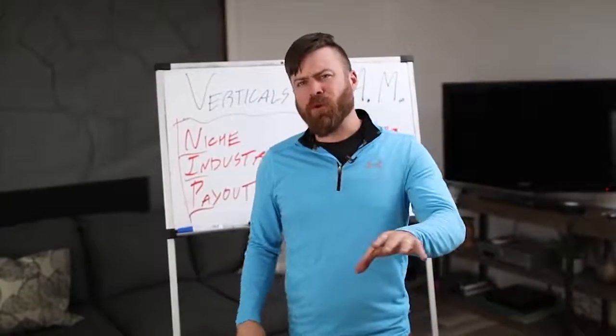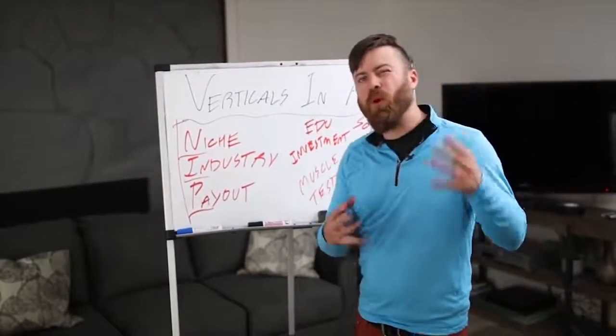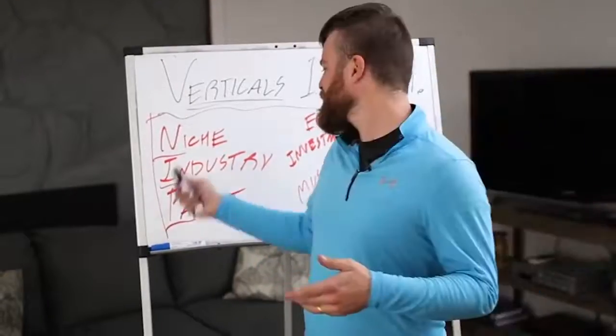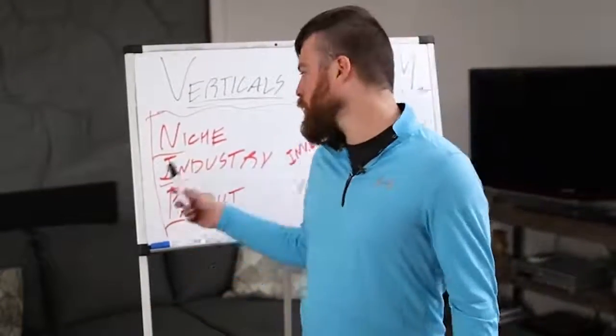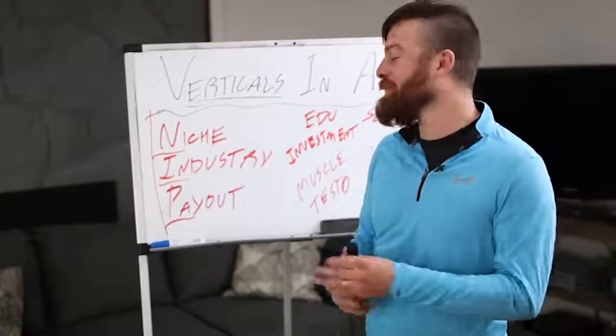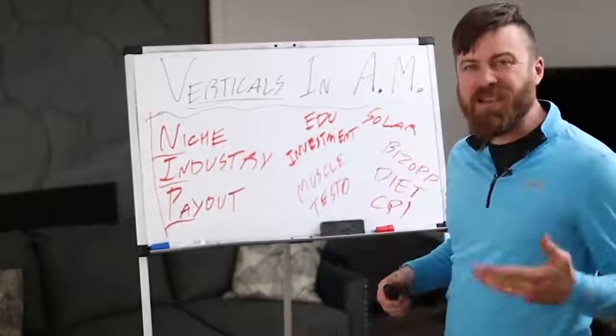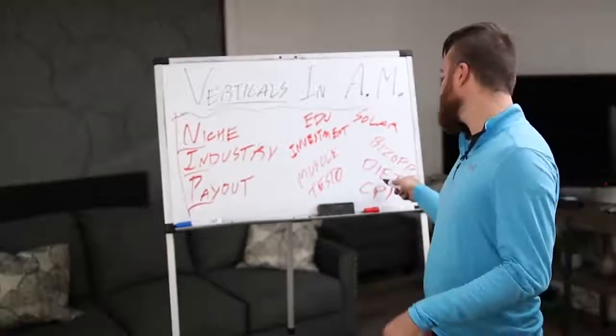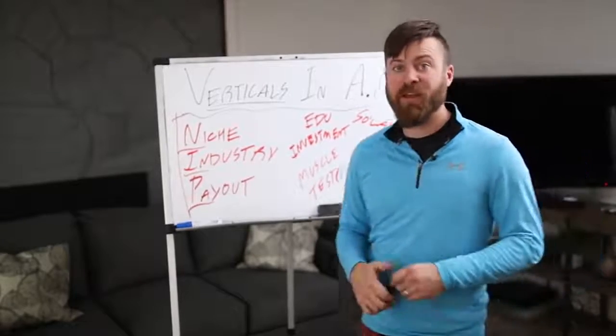So some of the different verticals in affiliate marketing. First off, I'm going to describe what verticals mean. A vertical is basically synonymous with a niche or an industry. Affiliate marketing terminology is really convoluted. It can also mean a payout type. A CPI stands for cost per install, and that is considered a vertical in affiliate marketing.